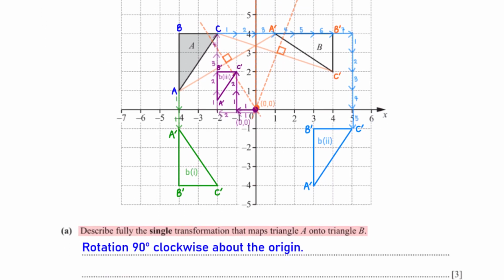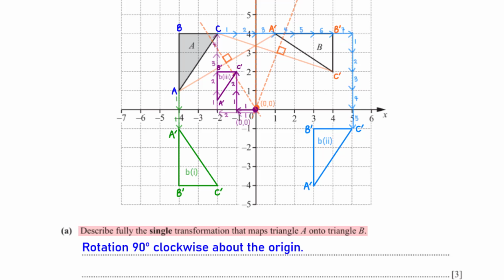Describe fully the single transformation that maps triangle A onto triangle B. When we look at triangles A and B, they have the same size but their orientation is different, which means the transformation is either a reflection or a rotation. When we rotate triangle A 90 degrees in the clockwise direction, we get triangle B.